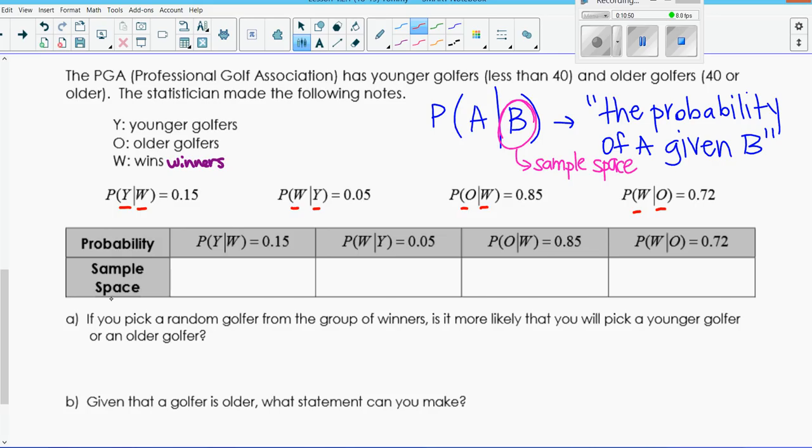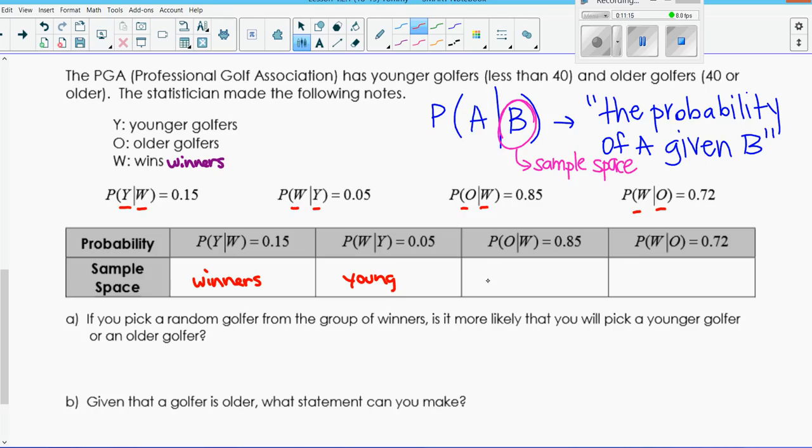It says, what is the sample space? So notice if this is young given winners, the sample space is winners. That means we're looking at everyone who is a winner, meaning that they've won a tournament. Probability of winners given young. So this sample space is that they are young. So only 5% of the young golfers are winners.